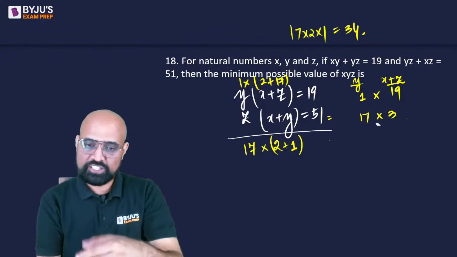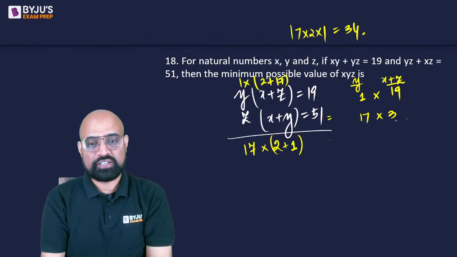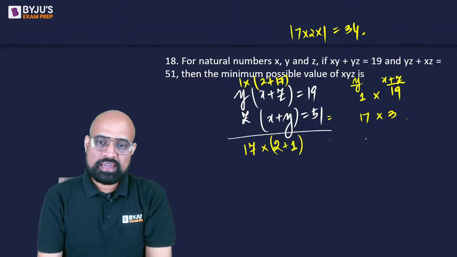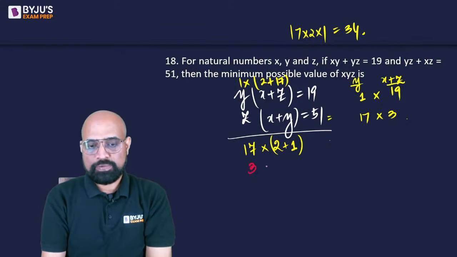So we can't interchange them, but we can interchange 17 and 3. So we can say that z is 3 and x plus y is 17, out of which y is 1 and x is going to be 16.